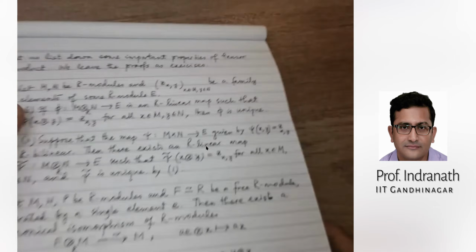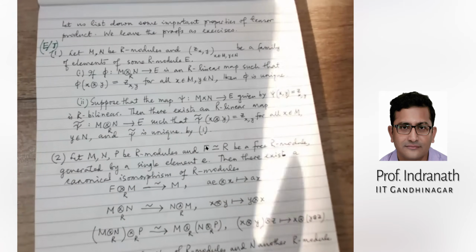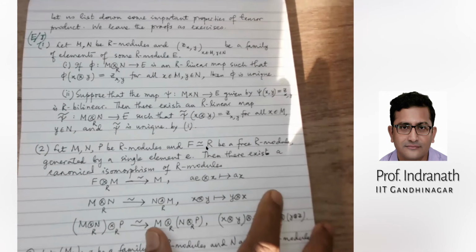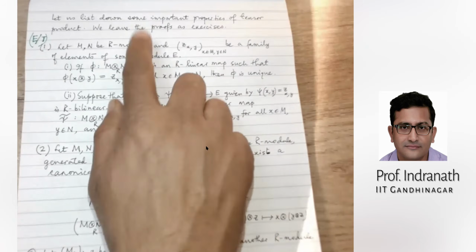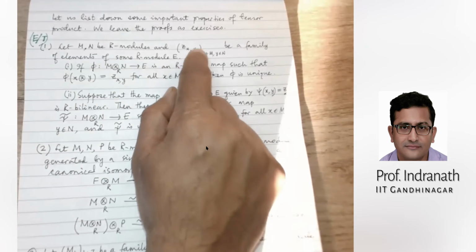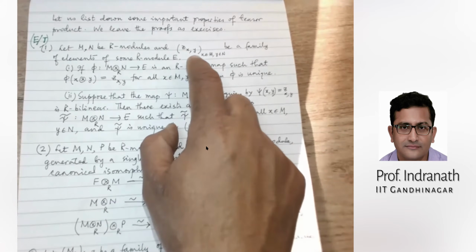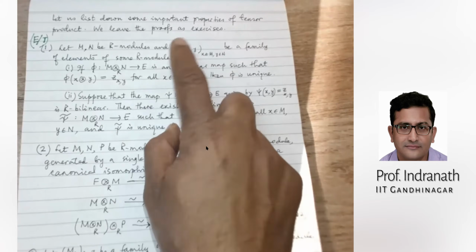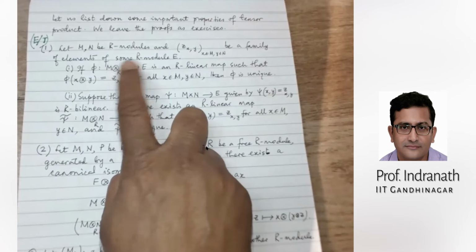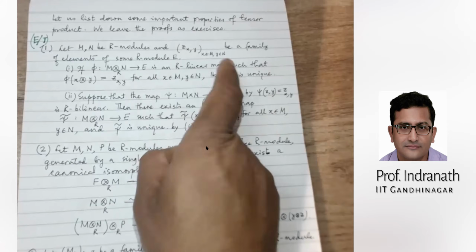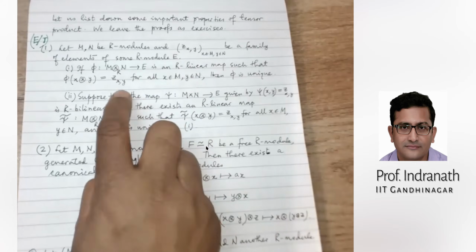Now, a quick listing of some properties. This again I have kept as E stroke T because these are supposed to be the basics, but we will be more than happy to discuss if necessary. So this is the notation. Suppose I have some pre-assigned elements z_{x,y} for x in M and y in N, and they are elements of some R module E. Now, if you have an R-linear map from the tensor product given by the assignment that x tensor y goes to these pre-assigned elements z_{x,y}, then this map is unique.